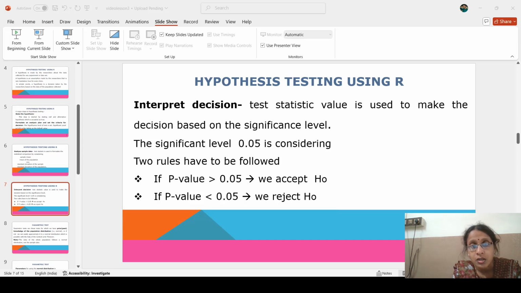Fourth, interpret the decision. The test statistic value is used to make the decision based on the significance level. Basically, the significance level is considered as 0.05. Here, two rules have to be followed. If the p-value is greater than 0.05, we accept the null hypothesis. If the p-value is less than 0.05, we reject the null hypothesis. Here, the null hypothesis is represented by H0 and the alternative hypothesis is represented by H1.